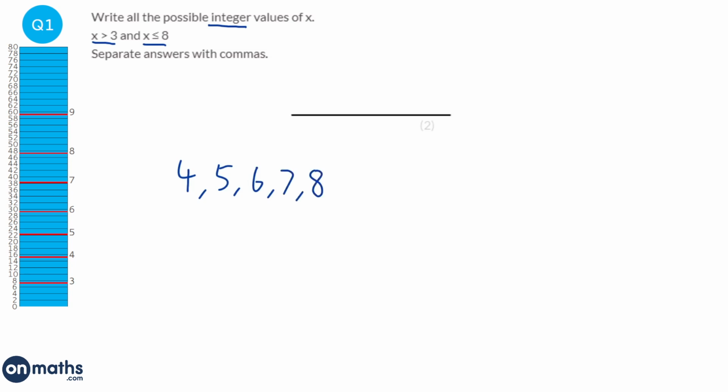So I'm just going to keep going until I get to a number that is less than or equal to 8. It can't be 9 because 9 is not less than or equal to 8. So our answer is 4, 5, 6, 7 and 8.